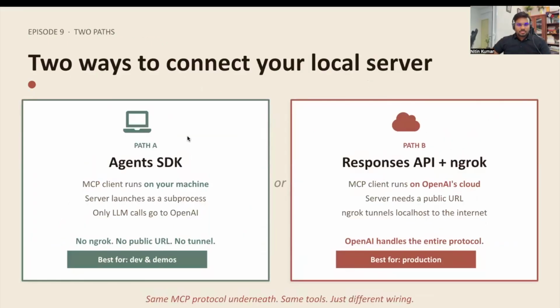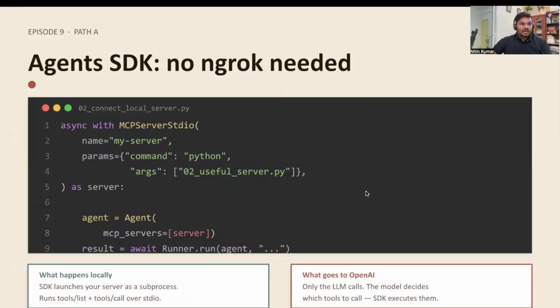Now I'll show you two ways. One is simple, using the Agents SDK. That is running on MCP on your machine, which you are launching with FastMCP into our system. No ngrok, no public URL, no tunnel. It's easy when you are running some POCs or demos, but when we go to a production-level system, we need to go to a more advanced setting. So we will come to that part.